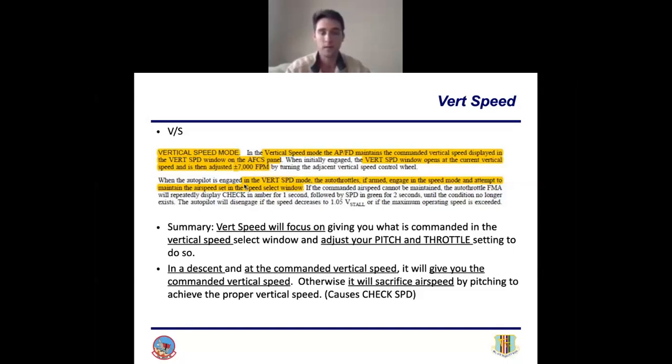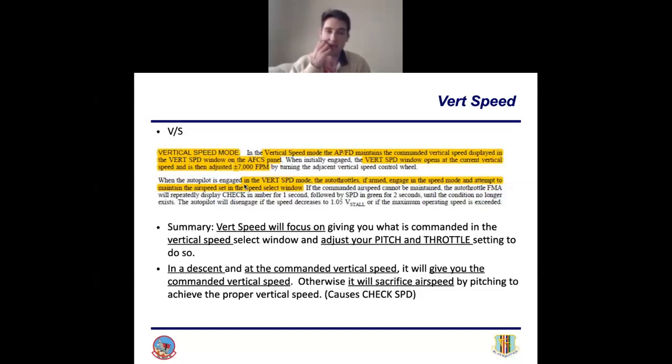The difference highlighted here from the Dash 1 shows the autopilot is going to maintain the commanded vertical speed because that's the mode that it's in. It's going to start off at whatever your current vertical speed is, and it can be adjusted up or down to 7,000 feet per minute. In this mode, the autothrottles engage in speed mode, and they attempt to maintain your airspeed, but they focus on the vertical speed. They prioritize vertical speed over the commanded airspeed, unlike FLCH.